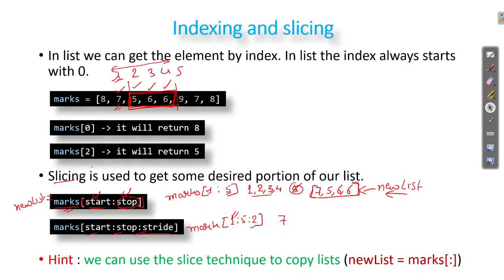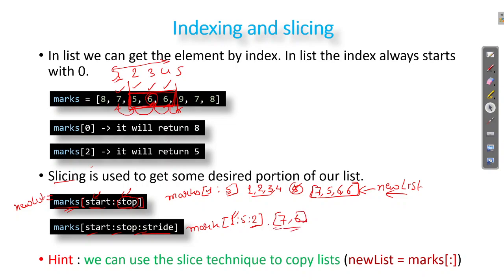So it has printed 7, so it will take the first stride, then it will take the second stride. Which value has it reached now? 6. So it will take 6 now. Now again it will take 2 strides, so it will take 1 stride and then 2. Now nothing is there. So this will be the new list that will be returned to us.